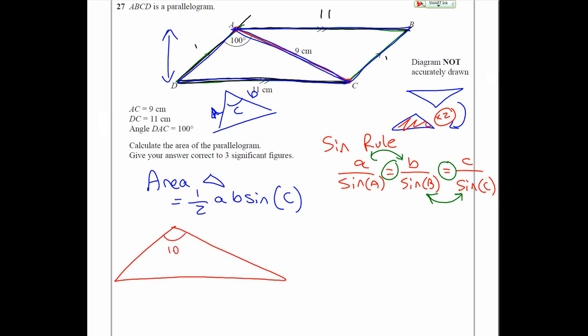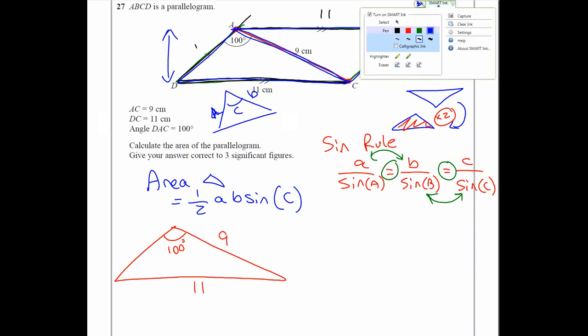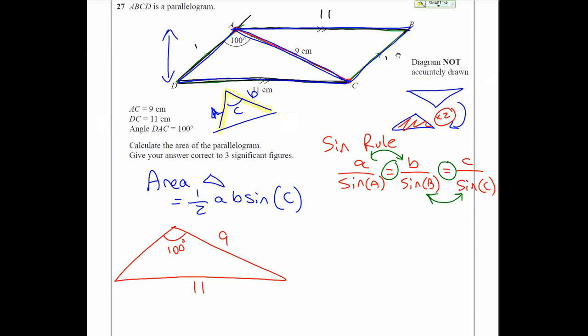We know this is 100 degrees, and we know this length is 9, this length is 11. So from our triangle rule, for the area, we need the two lengths and the angle in the middle. We have the two lengths, but we do not have the angle in the middle. So we either need to find this, or we could find that. I'd recommend that the easiest way is probably to find the missing angle and go from there.